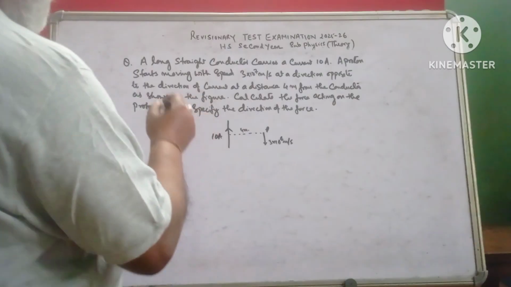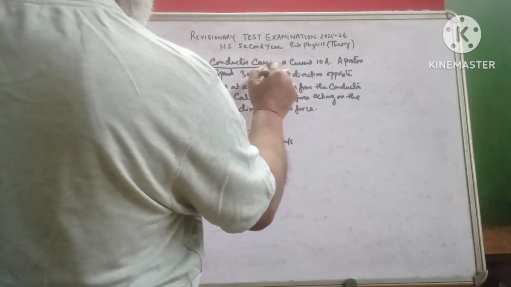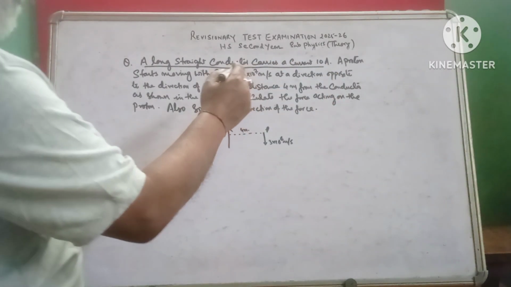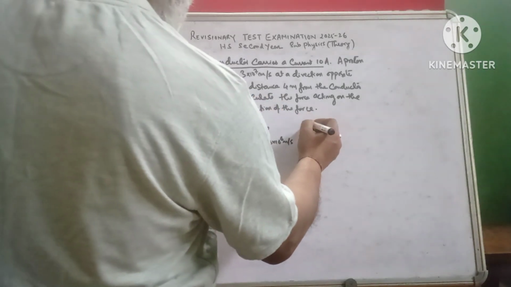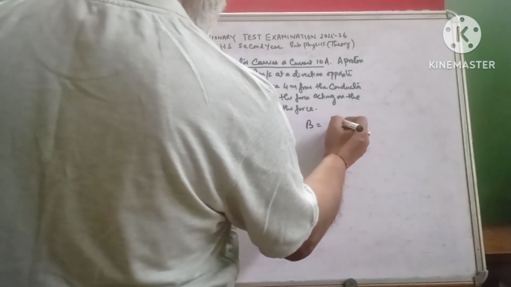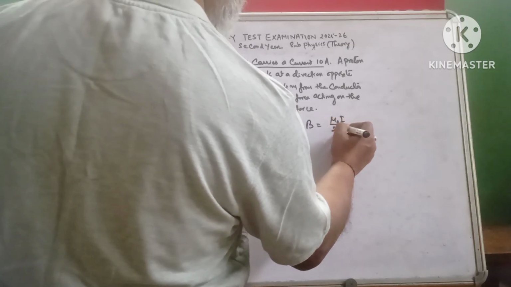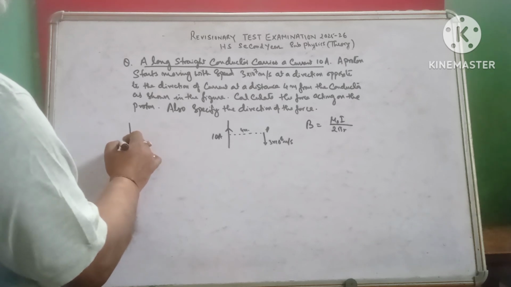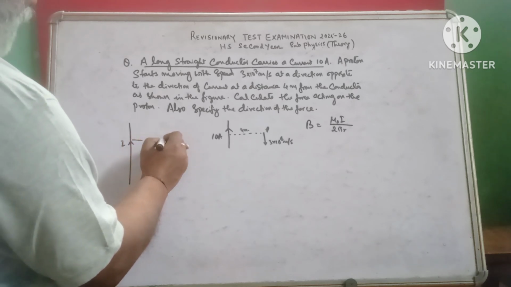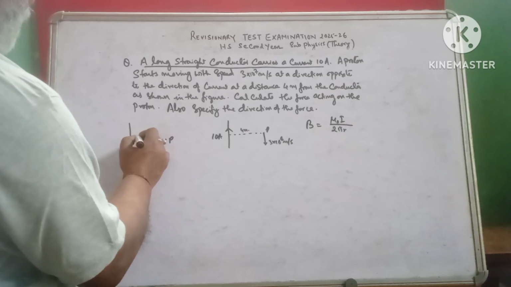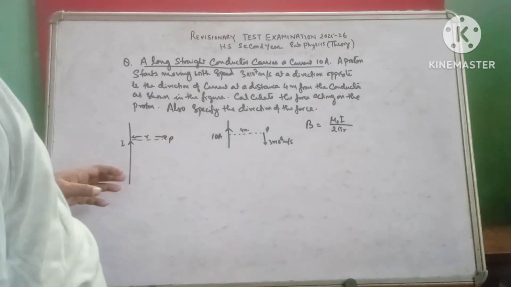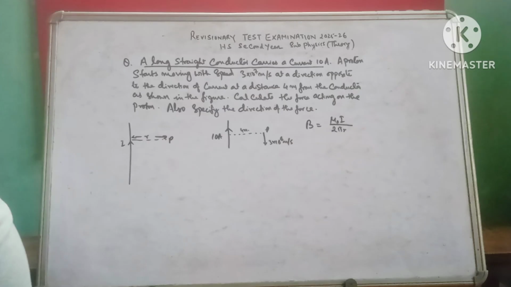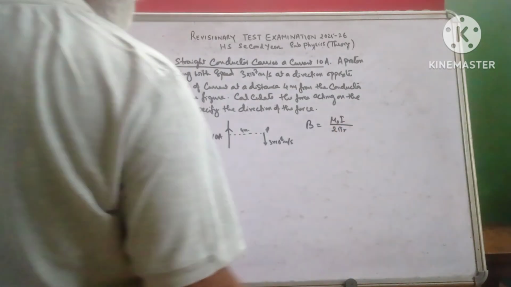In this question, a long straight conductor carries a current. So what will be your magnetic field? You have learnt about it: mu naught I by 2 pi r. This is your straight conductor, and current is flowing through it. So the magnetic field at any point P at a distance r, we have derived it also from Ampere's circuital law, taking a circular loop. Magnetic field is equal to this much.